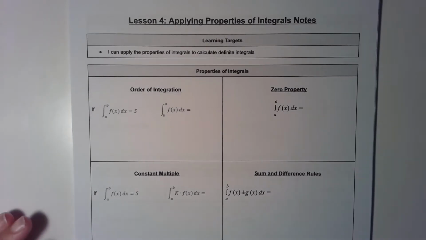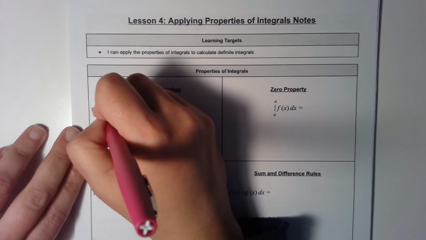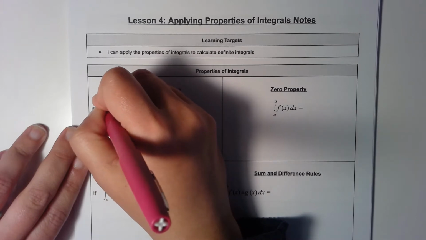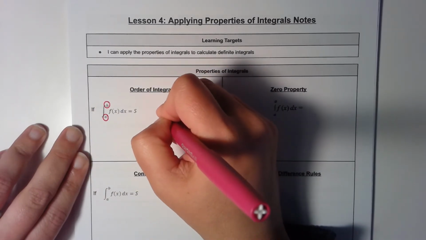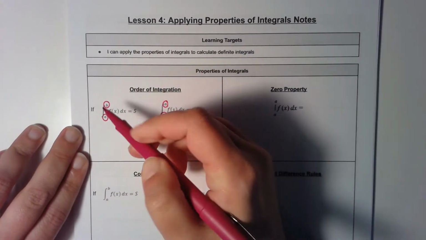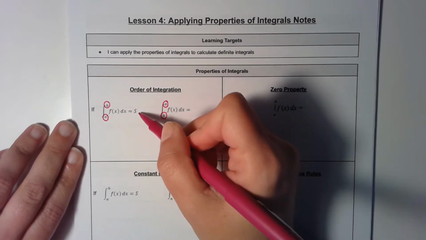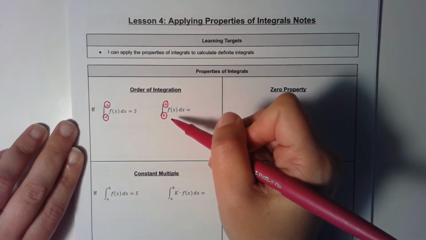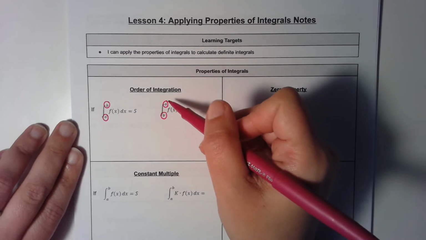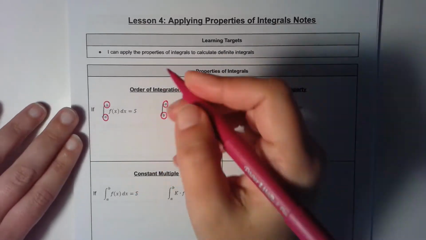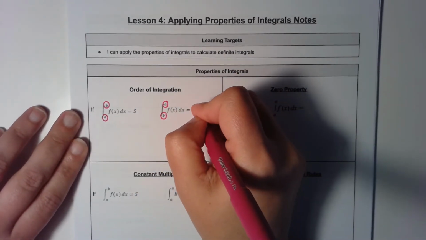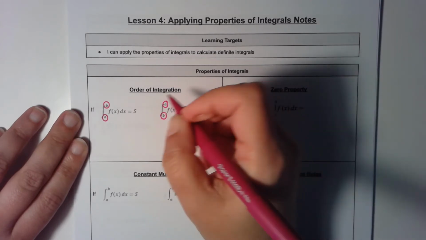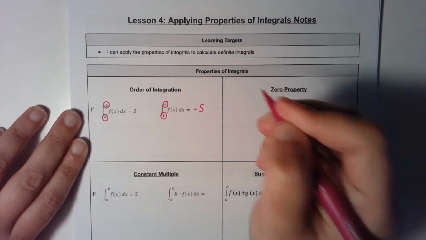The first property is what's called order of integration. Order of integration says that if you take the bounds of an integral and you change the order of the bounds. So the original problem here says the integral from a to b is worth s. The new integral says the integral from b to a. You can see the bounds flipped. If you do that, then the area changes signs. So instead of s, it would be -s.